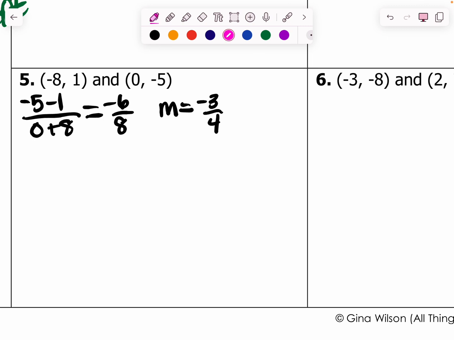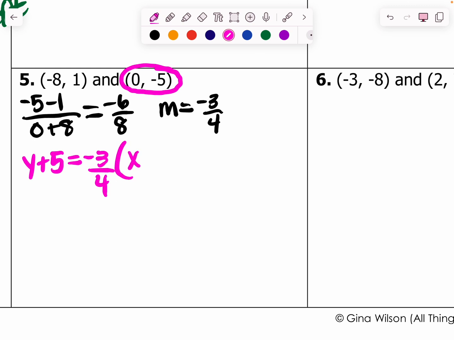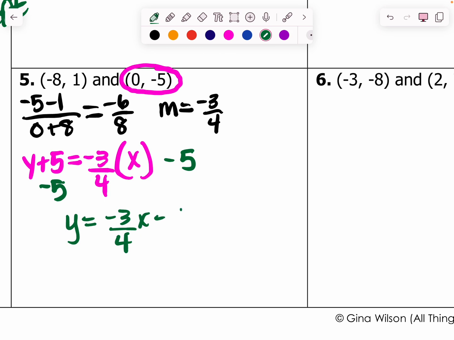Which point do you want to use? Let's go for 0, negative 5. Yes. We're going to do 0 because whenever you see a 0, you want to make sure to use that as one of your points because it's going to make solving easier. Okay, you're going to skip a step. So we're going to do y plus 5 equals negative 3 over 4 times x. But we don't have to put 0, right? Yeah. You just need negative 3 over 4 then x. And now we just minus the 5. So we get y equals negative 3 over 4 x minus 5.